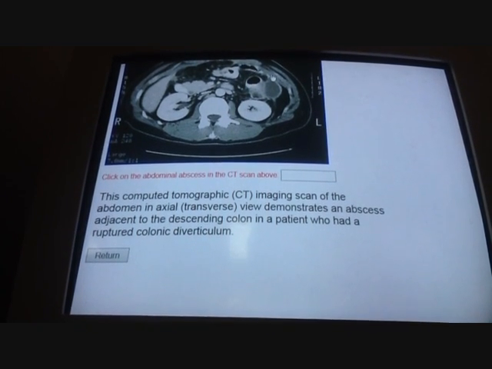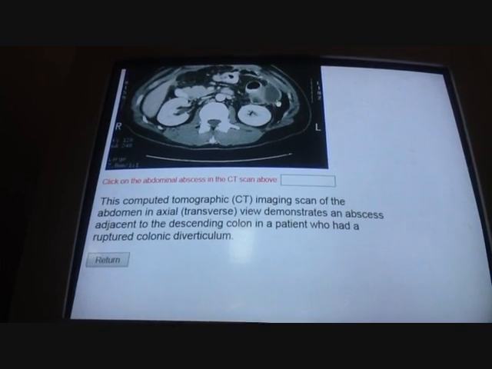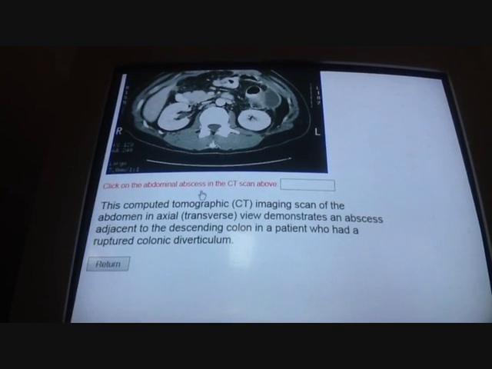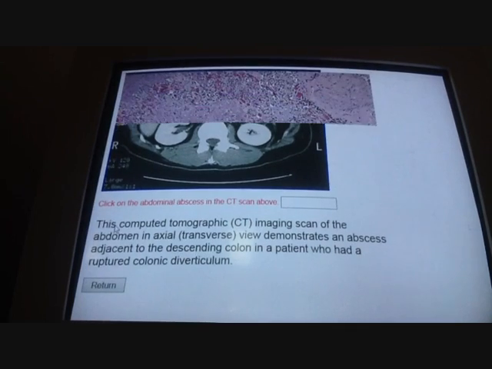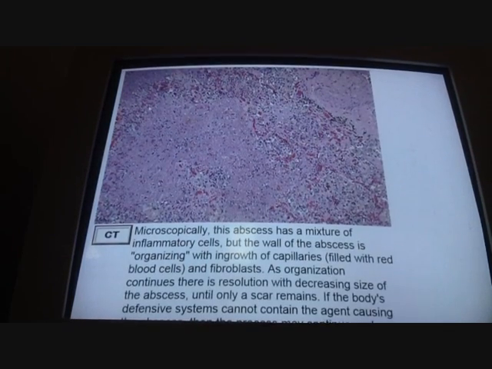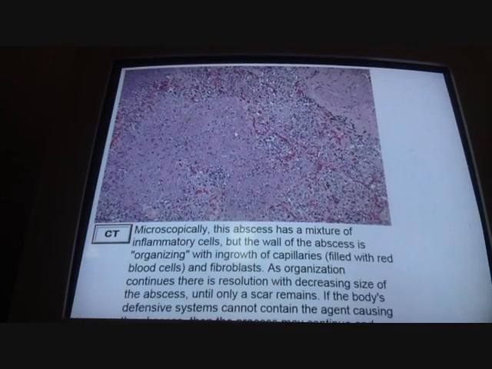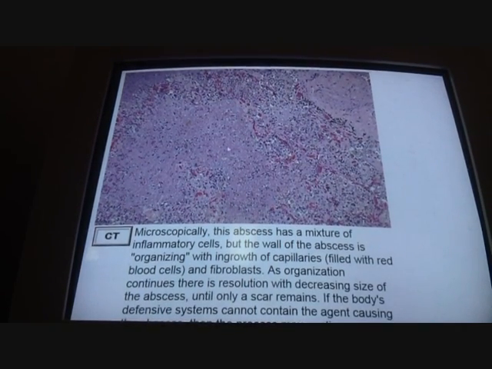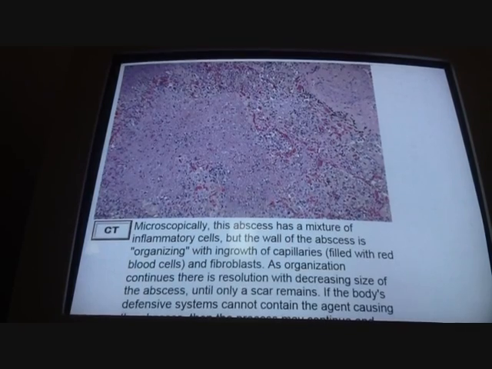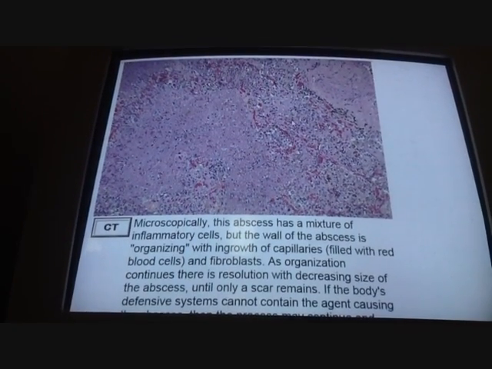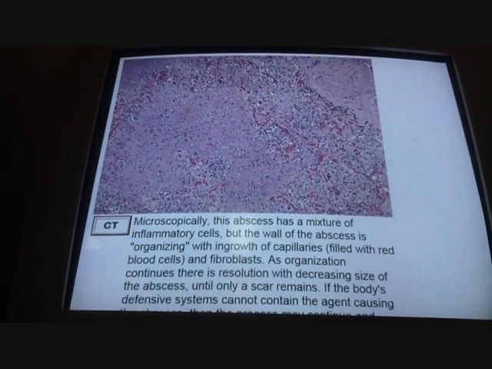diverticulosis. This patient had diverticulosis, and one of the diverticulae ruptured and formed an abscess just next to the descending colon. If you could view it under the microscope, you'll see this image. An abscess, which is a collection of acute and chronic inflammatory cells. It could also have chronic inflammatory cells, as we said. And it has a wall. This is the wall of the abscess.